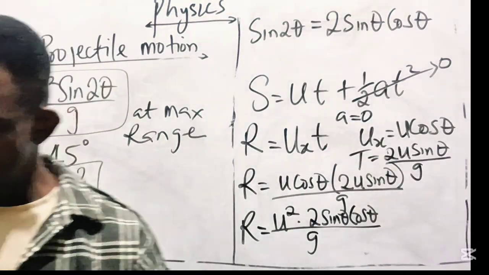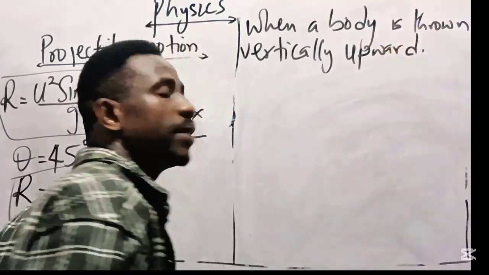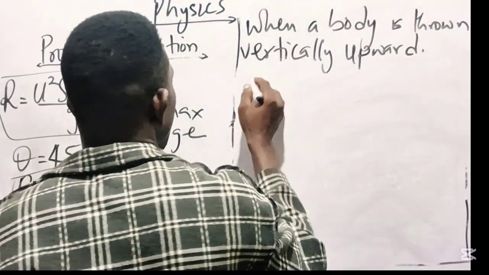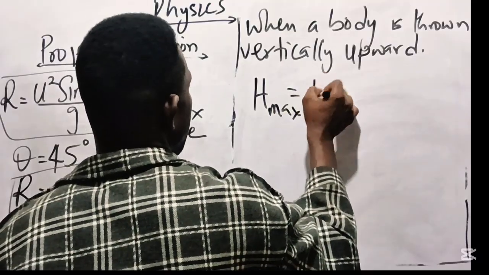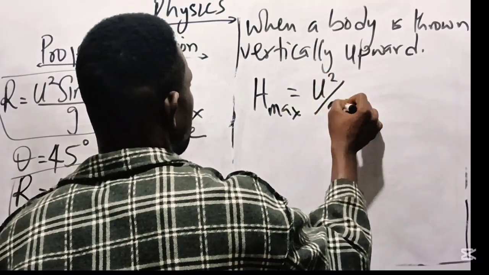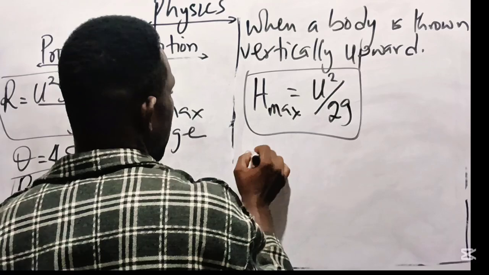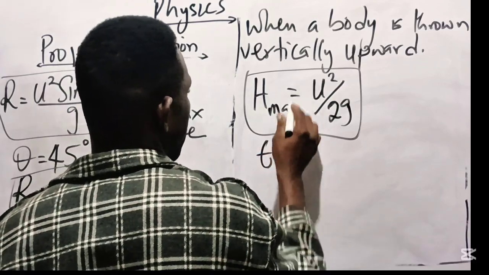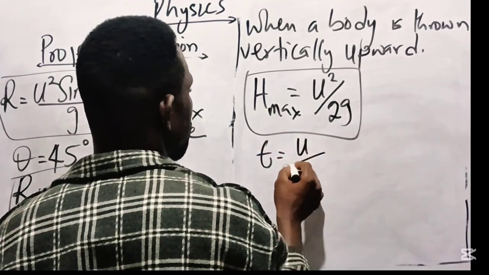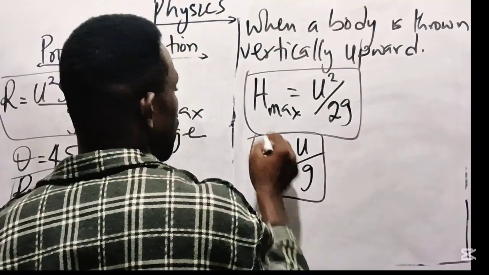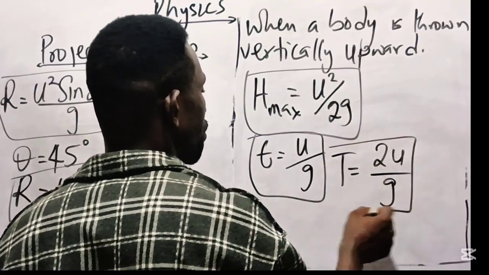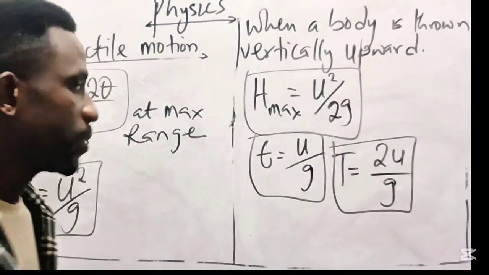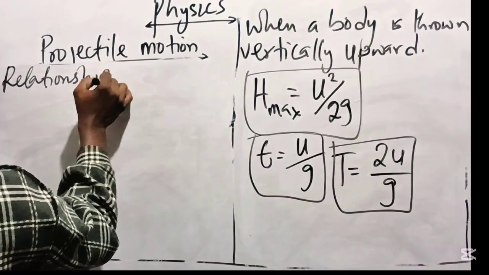Another thing we need to learn is when a body is thrown vertically upward, the maximum height reached will be U squared all over 2G. The time to reach the maximum height will be U all over G. Then the total time of flight will be 2U all over G. You need to master these formulas. It's very, very important to note.